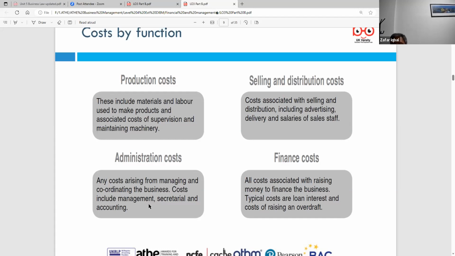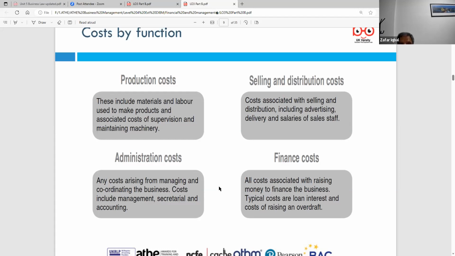Selling and distribution costs you give to the marketing or selling department. They can include advertising, delivery, and salaries of sales staff, and can be given to a particular unit. Administration cost has to do with the running of the business, including management, secretarial staff, accounting, and so on. So that's admin cost, and you allocate the administrative cost. Financial cost is, for example, the raising of finance from banks and so on, the costs associated with raising money to finance the business, such as loan interest, overdraft, venture capital, and investment loans. You allocate those according to the department.